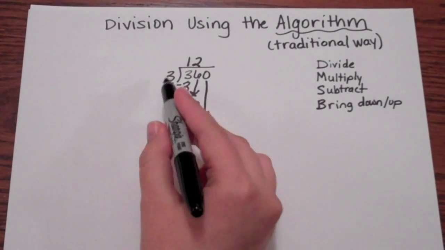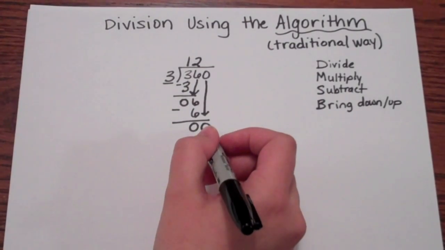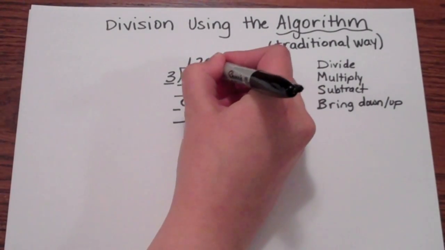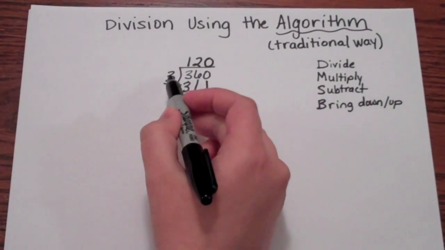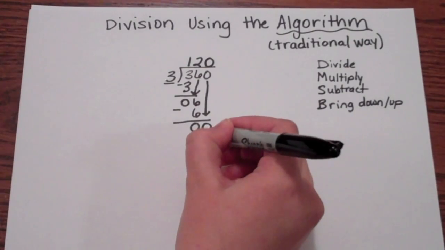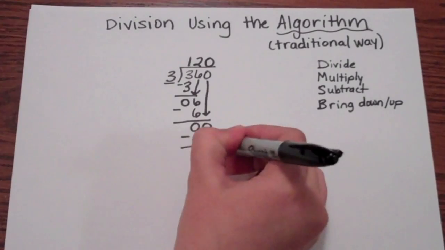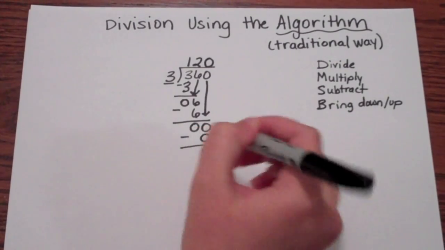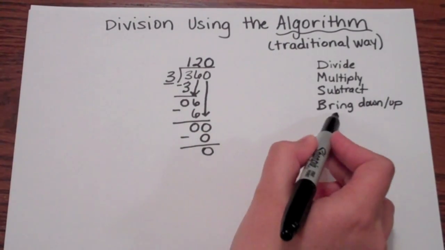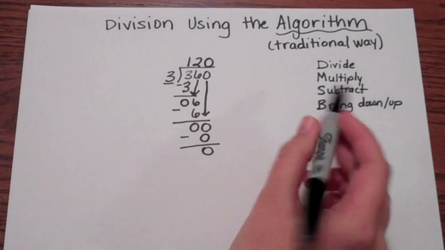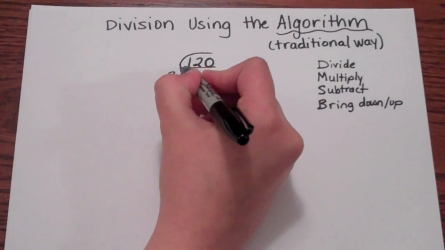Now I have 0 divided by 3. I cannot take any 3's out of 0, so my quotient up here in the ones place is 0. Next I multiply. 0 times 3 is 0. I'm going to write it down here for my next step, which is subtract. 0 minus 0 is 0. And my last step, since I've gotten to the end of my number, is to bring up the remainder. In this case, there is no remainder, so my answer is 120.